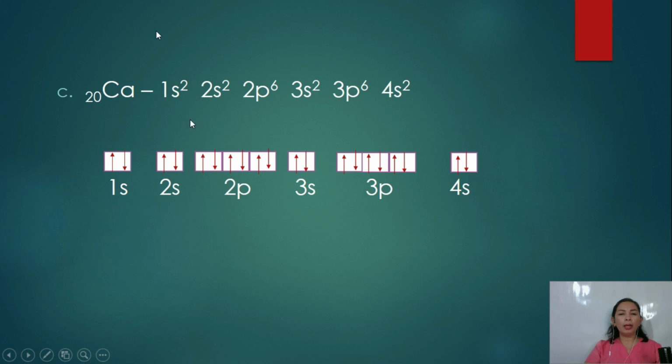And then the third one, we have calcium, which has 20 electrons. So this is the electron configuration: 1s2, 2s2, 2p6, 3s2, 3p6, and 4s2. And the orbital diagram, we have it here: 1s, 2s, 2p, 3s, 3p, and 4s. If you are correct, you can give this 2 points, another 2 points. All in all, we have 12 points.